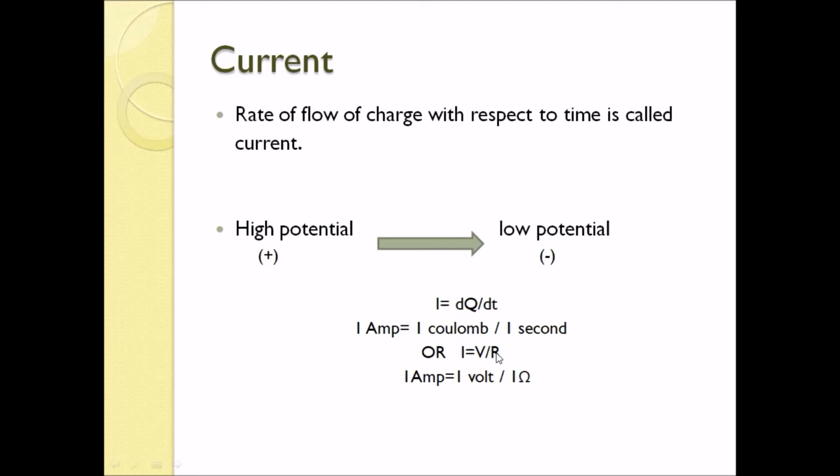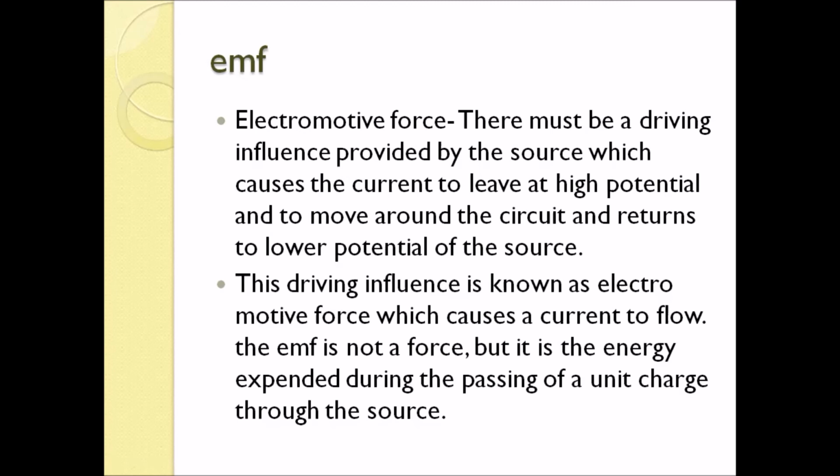But we can refine the definition of 1 ampere: if 1 volt of potential is applied across a conductor having 1 ohm resistance, then 1 ampere of current would flow through that conductor. Next, the fundamental quantity of an electric system is the EMF.